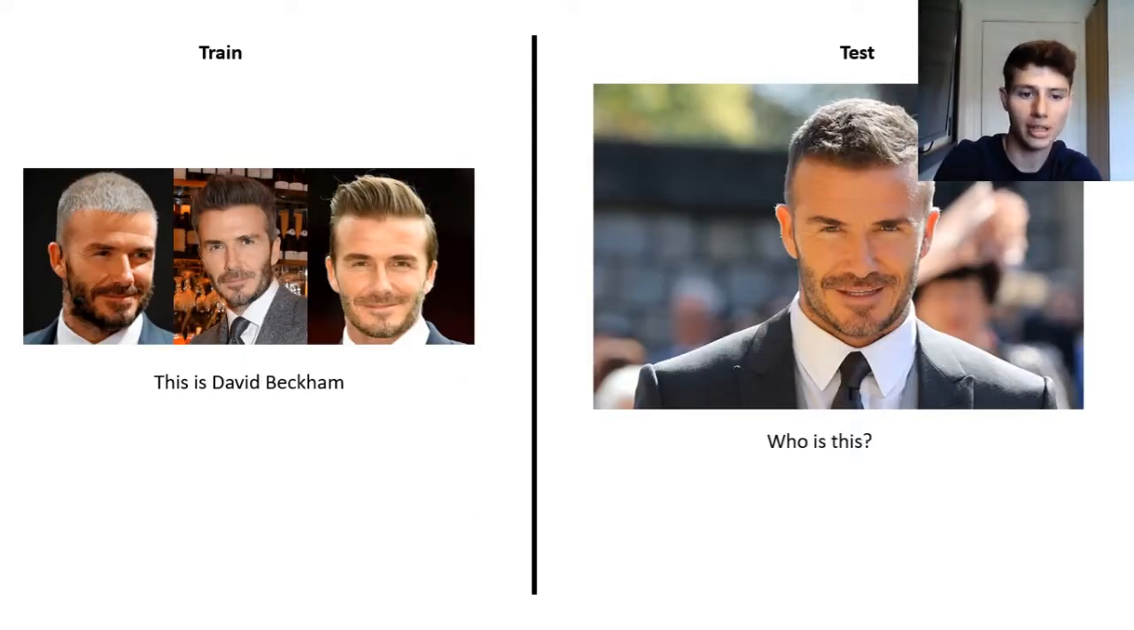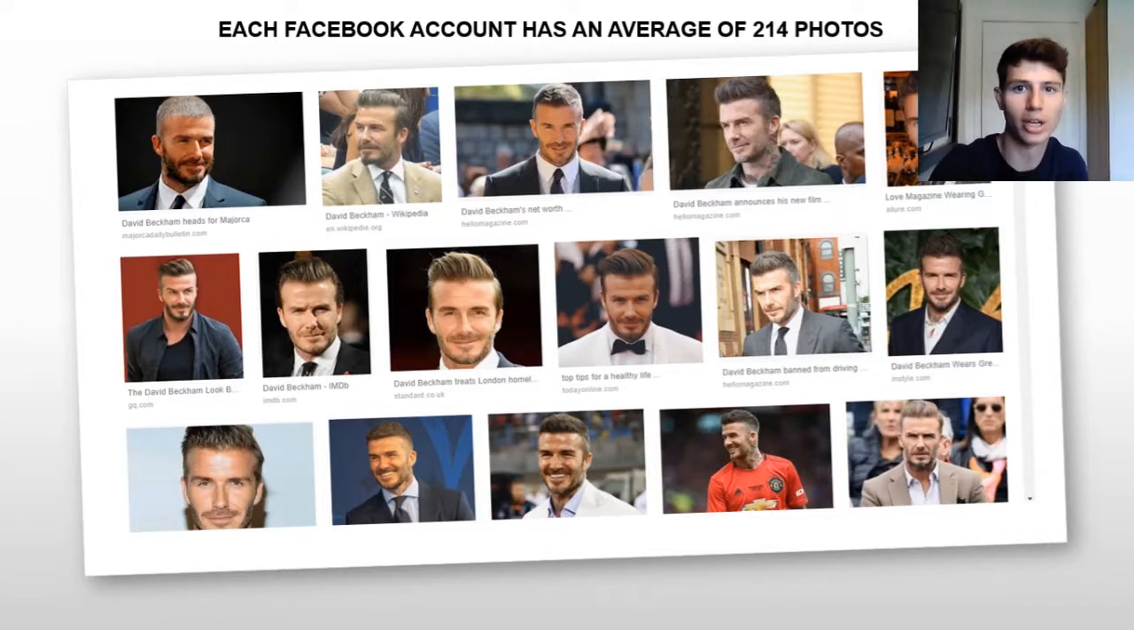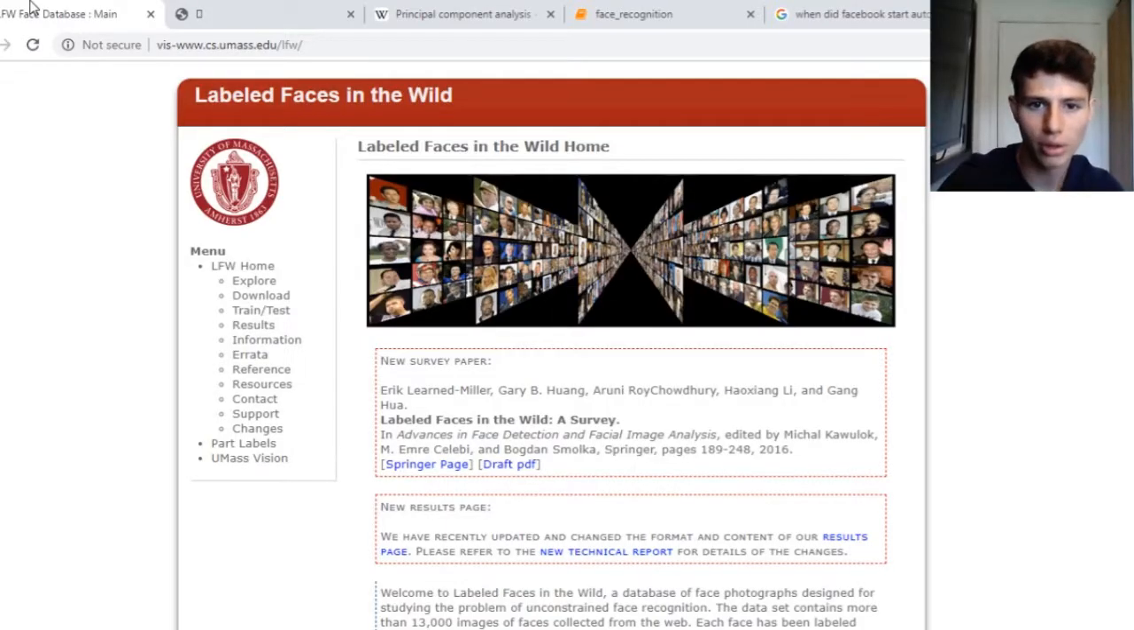So just like a human, it needs to train and it needs to test. So it trains using images of David Beckham. And then when it comes to the test of who is this, we know it's David Beckham because we've learnt that from training. So it's the same as a human mind. Each Facebook account has an average of 214 photos, which have been labelled by humans. Because we don't have access to every single photo on Facebook, we're going to use a database online called Faces in the Wild. This is like 13,000 different images of many people, and we're going to use this.